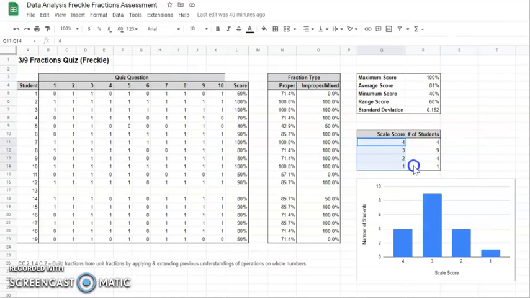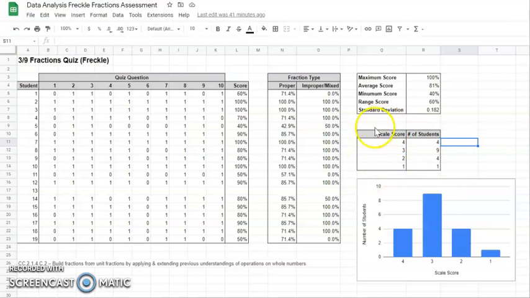Then I just used our scale score. So we don't use A's, B's, C's, D's, and F's at the elementary level. We use a 4, 3, 2, and 1. So just for context, 4 is 92% and above. A 3 is 75% to 91.9. A 2 is 50% to 74.9%, and then 1 is anything below a 50%.